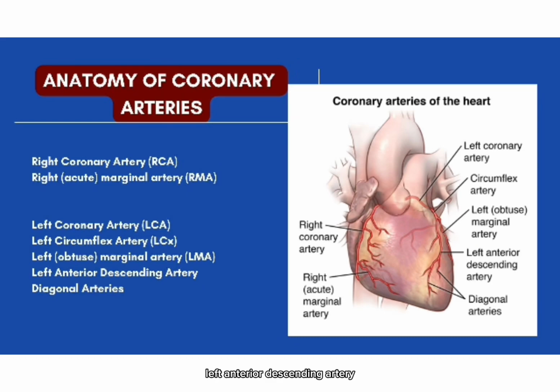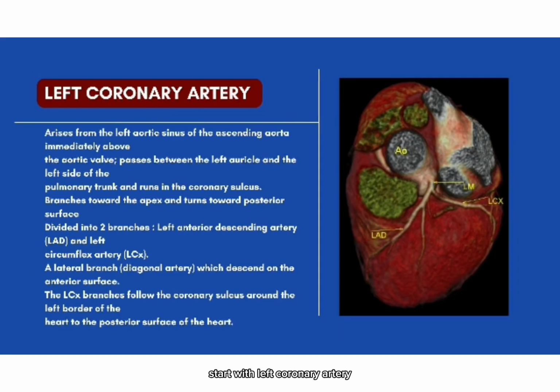the left anterior descending artery, and the diagonal arteries. Let's start with the left coronary artery, which arises from the left aortic sinus of the ascending aorta immediately above the aortic valve. It passes between the left auricle and the left side of the pulmonary trunk, and it runs in the coronary sulcus. Branches go towards the apex and turn toward the posterior surface.